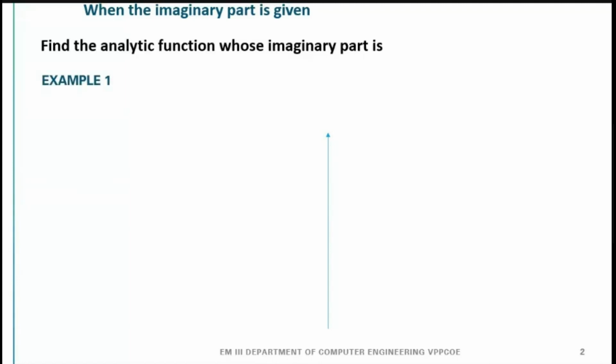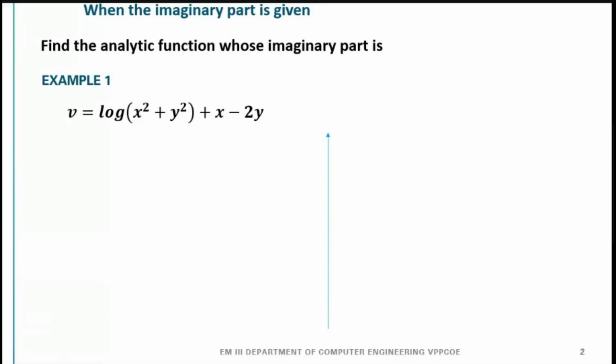The first problem, find the analytic function whose imaginary part is v is equal to log of x square plus y square plus x minus 2y. Procedure is the same, slight change in the procedure, otherwise almost it is same. So v is equal to log of x square plus y square plus x minus 2y.